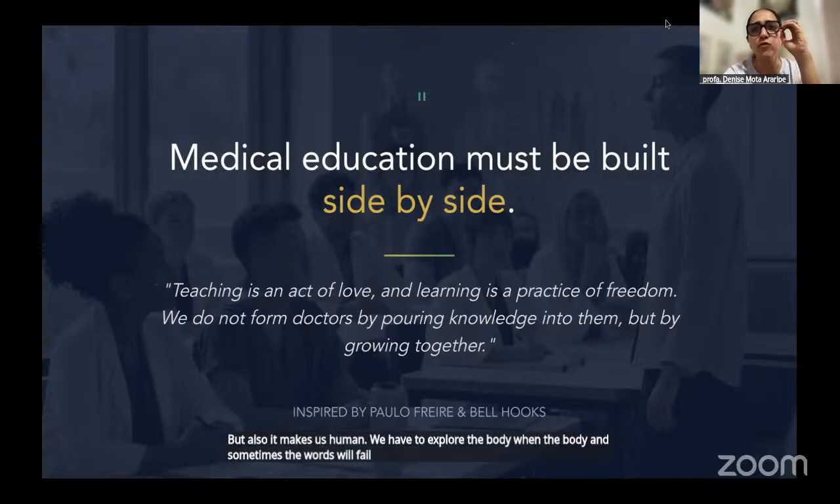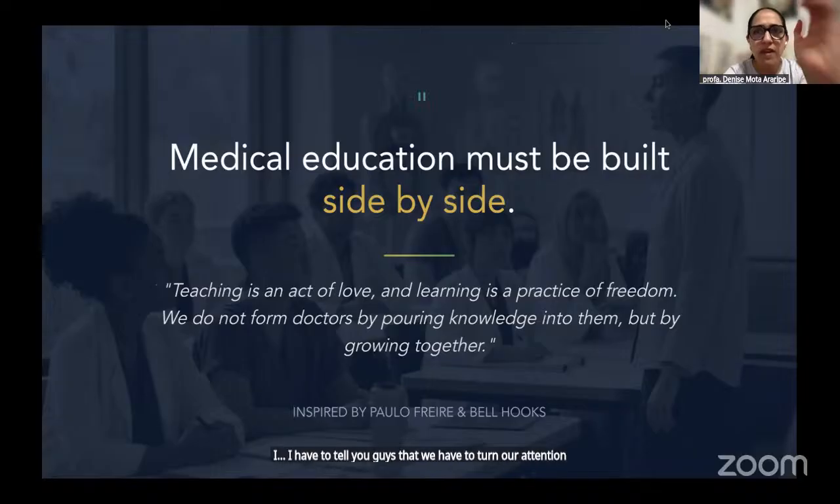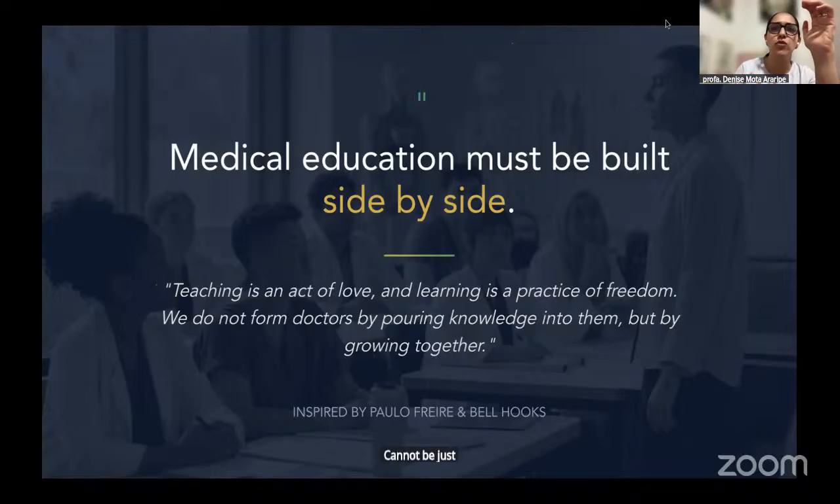I have to tell you that we have to turn our attention to the beginning of the medical journey, the medical school itself. Medical school cannot be just about absorbing facts. It is a profound period of identification.